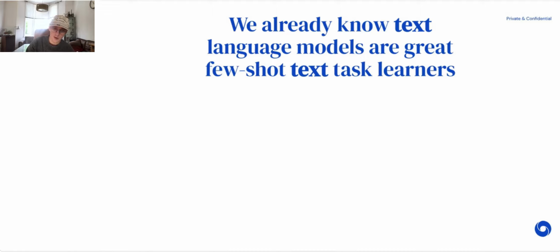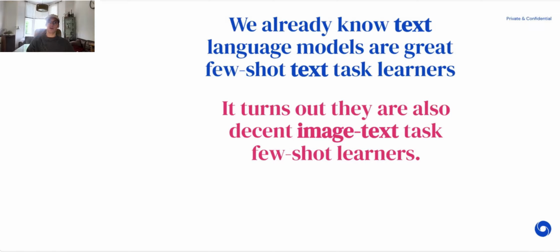The starting point for this work is what I think is one of the most important discoveries of the last few years, which is that text language models are great few-shot text task learners. This is, of course, exemplified by the GPT-3 team, which showed that a really big language model trained on lots of text can be really flexibly applied to lots of tasks just with few-shot prompting.